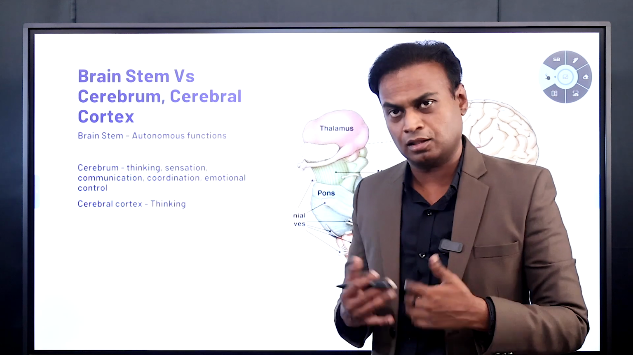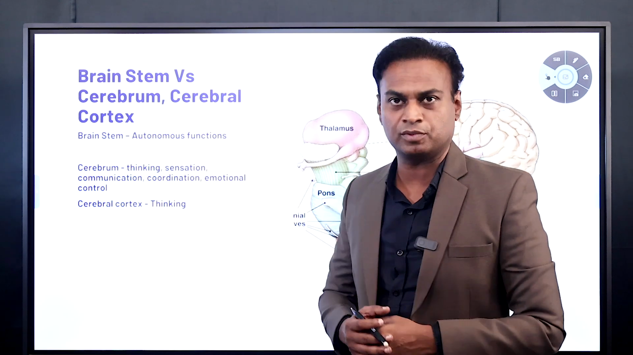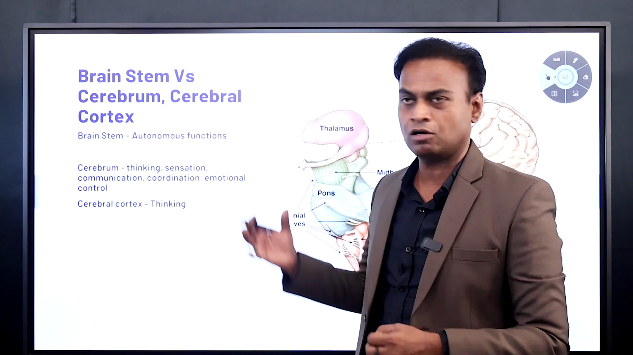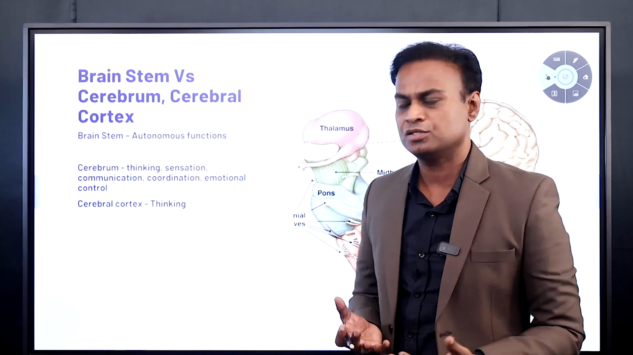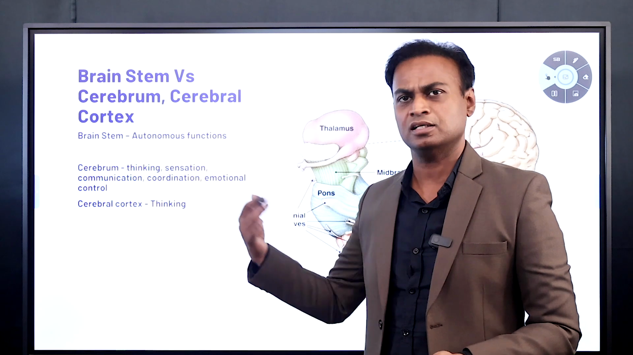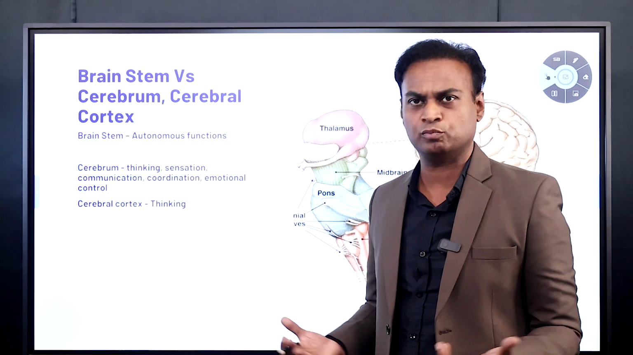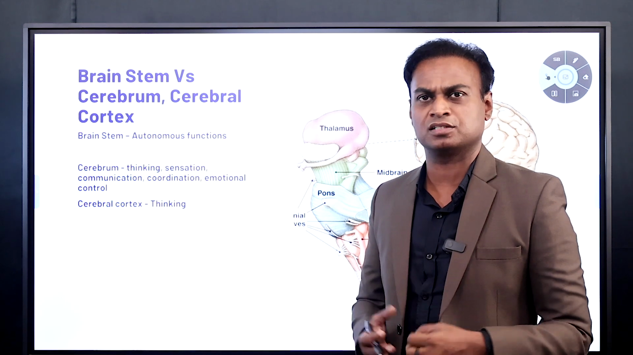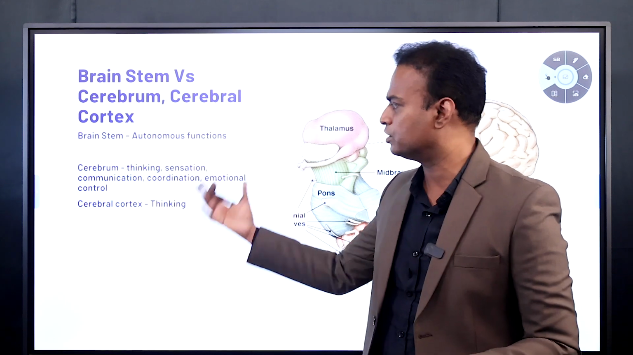autonomous functions. There are other functions, but the main function is autonomous. So respiration, digestion, reproduction, everything is autonomous, right? There is not much difference between human beings and any other animal. You take a rat and a human being, it is almost similar. We respire air, they also respire. Respiration, digestion, excretion, everything is the same.